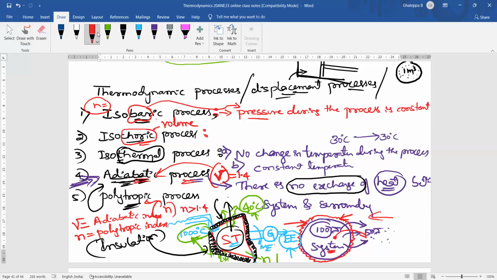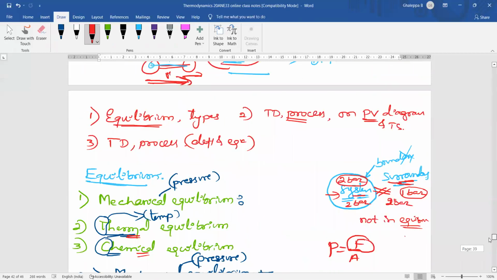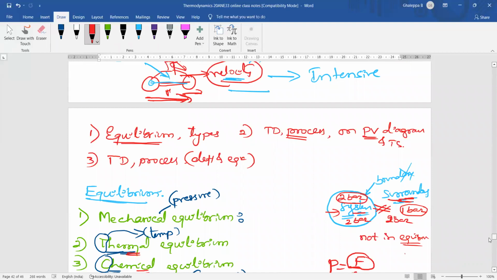Any doubts in today's class? No, sir. So what we have done: first, equilibrium, we discussed the equilibrium point, what is equilibrium, and types of equilibrium also. Thermodynamic processes we have discussed. Thermodynamic representation in PV and TS diagrams we will discuss in the next topic, as well as the value of n, gamma, etc.